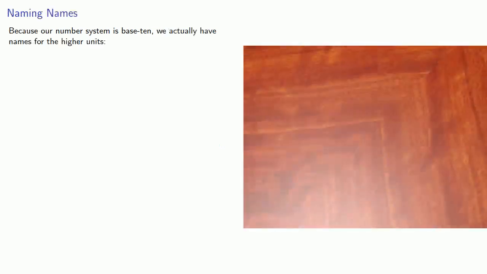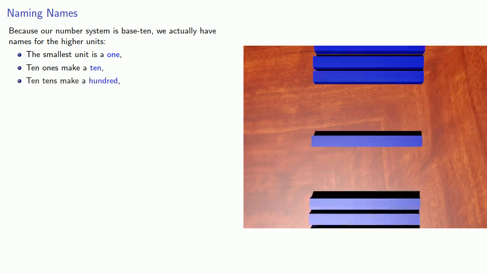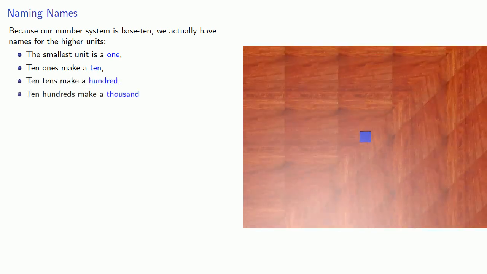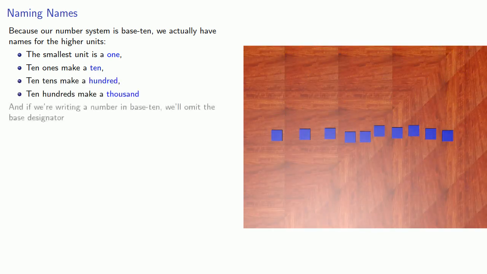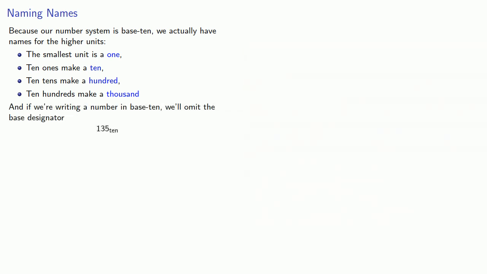Now, because our number system is base 10, we actually have names for the higher units, and we typically say that the smallest unit is a 1, 10 ones make a 10, 10 tens make 100, 10 hundreds make 1,000, and if we're writing a number in base 10, we'll omit the base designator. So what we used to write as 1, 3, 5, base 10, we'll write as 1, 3, 5 without indicating the base. Moreover, we'll read the number using the unit names. And so this number should be 1 hundred, 3 tens, 5.